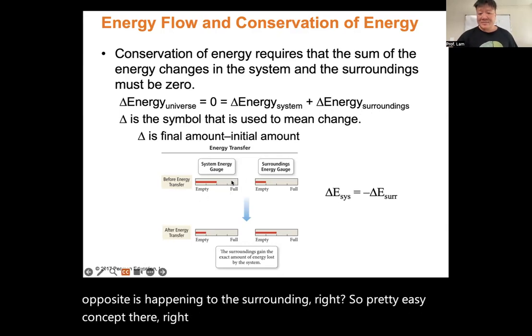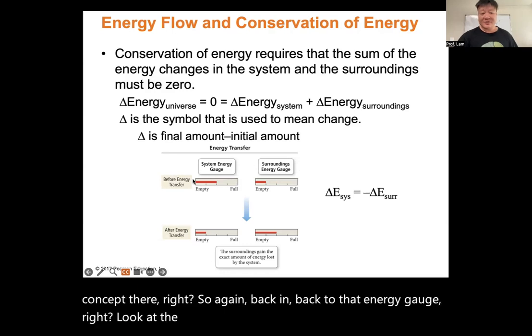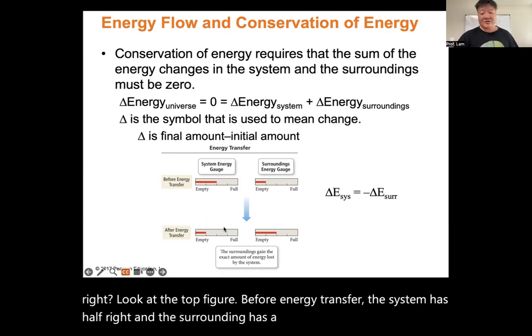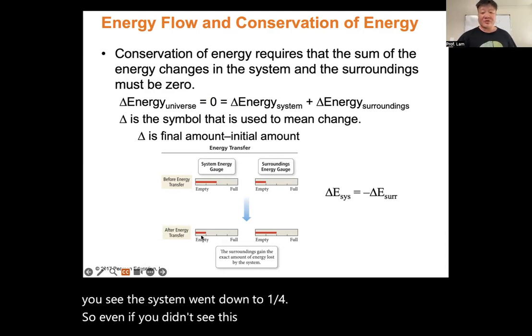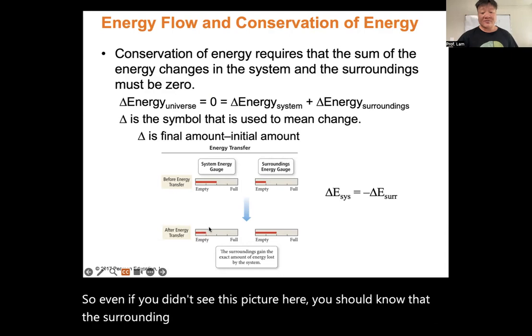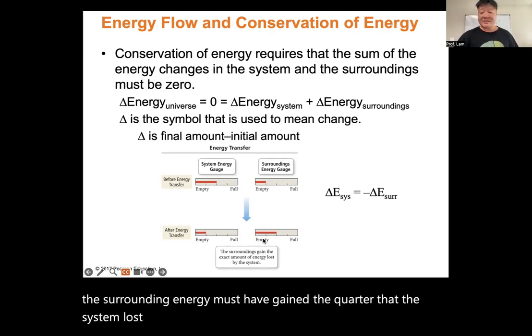So again, back to that energy gauge. Look at the top figure. Before energy transfer, the system has half, and the surrounding has a quarter. After energy transfer, you see the system went down to a quarter. So even if you didn't see this picture here, you should know that the surrounding must have gained the quarter that the system lost. So the surrounding is now half.